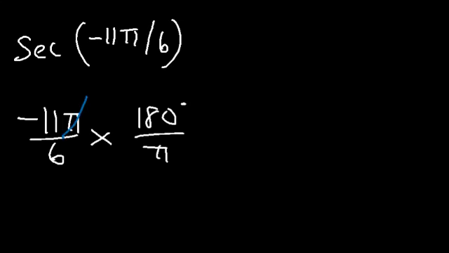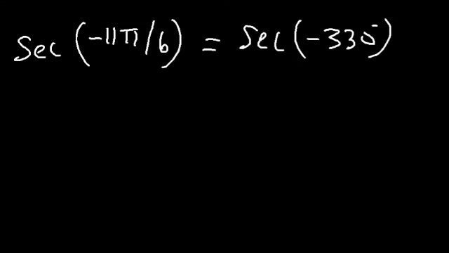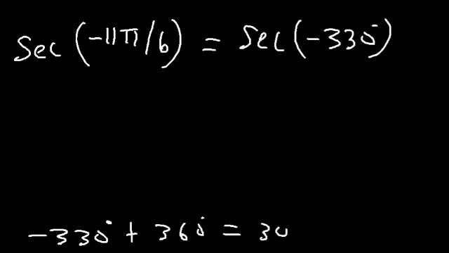Now, I believe we did this one already. 180 over 6 is 30. 30 times 11 is 330. So this is negative 330. Now, because it's negative, let's add 360 to it to make it positive. Negative 330 plus 360, that's positive 30, which is a reference angle because it's an acute angle between 0 and 90. So we're looking for secant 30.